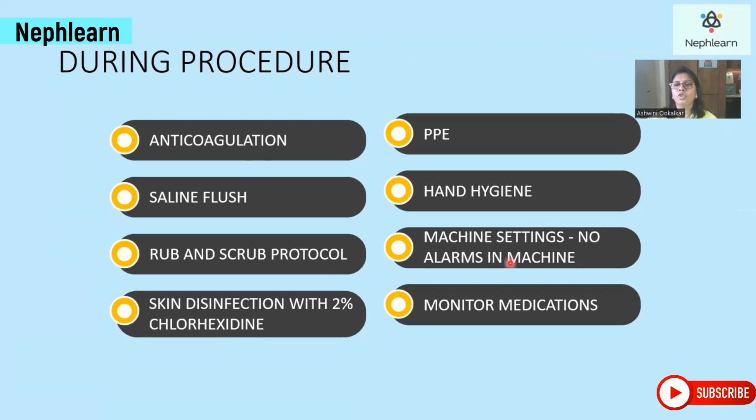Also, machine settings should be checked. If there are many alarms in a machine, one touches the touch screen several times, and this alone has been found to contaminate the catheters. Similarly, for medications which are given intravenously, one must monitor for air embolism, and one must also monitor for complete sterile precautions.